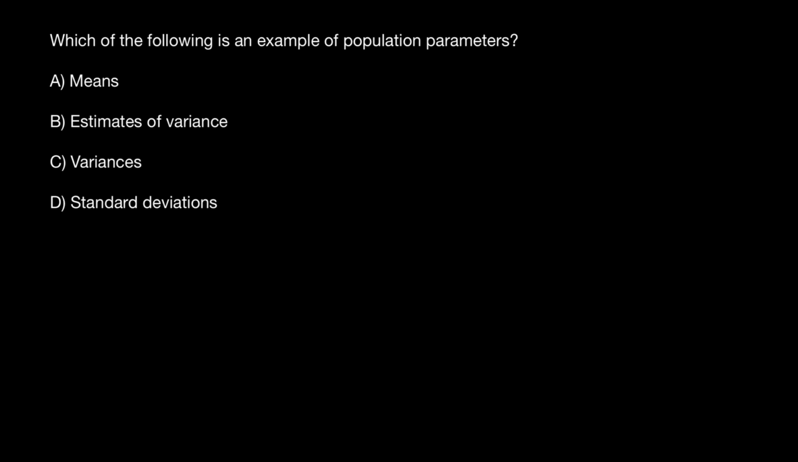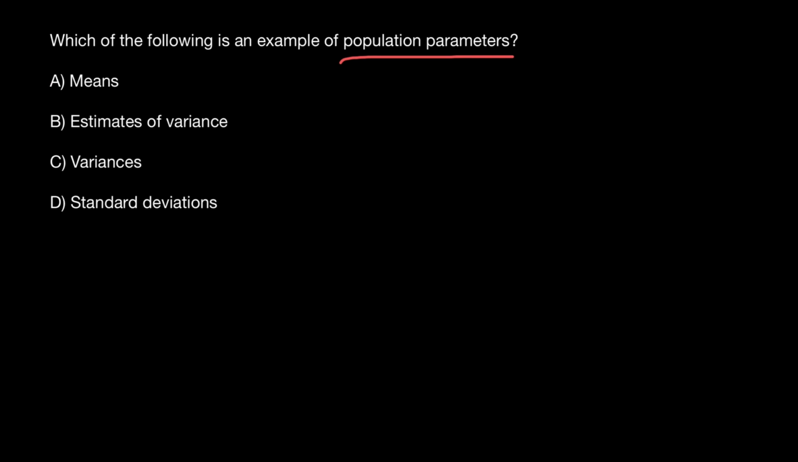So here's a question: which of the following is an example of population parameters? And here are the answer choices. In order to choose the correct answer, we have to know what population parameters are. A population parameter is any summary number, like an average or percentage, that describes the entire population.